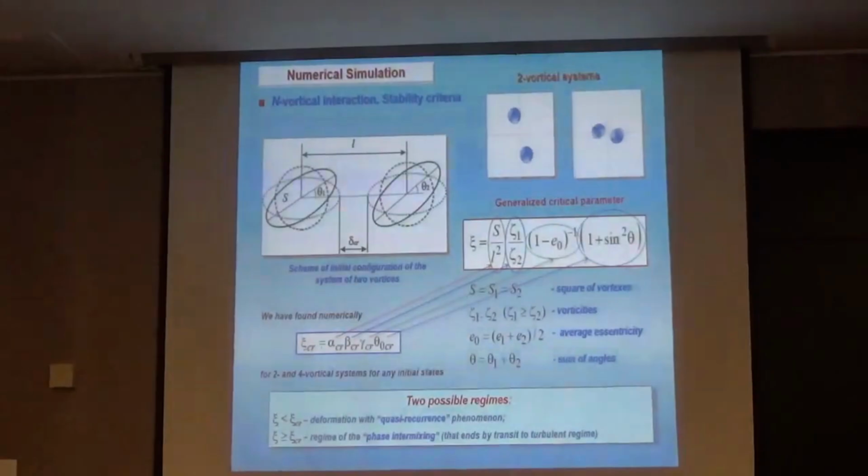If xi is less than its critical value, we observe the vortex deformation with a quasi-recurrence phenomenon, this movie. And in the opposite case, the regime of the phase intermixing is realized, that ends by transit to turbulent regime.